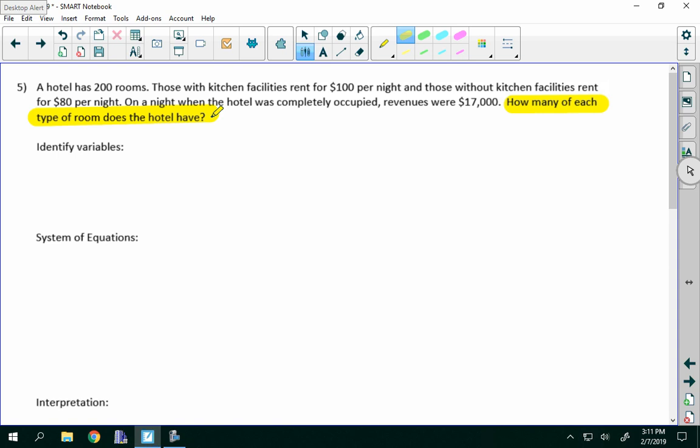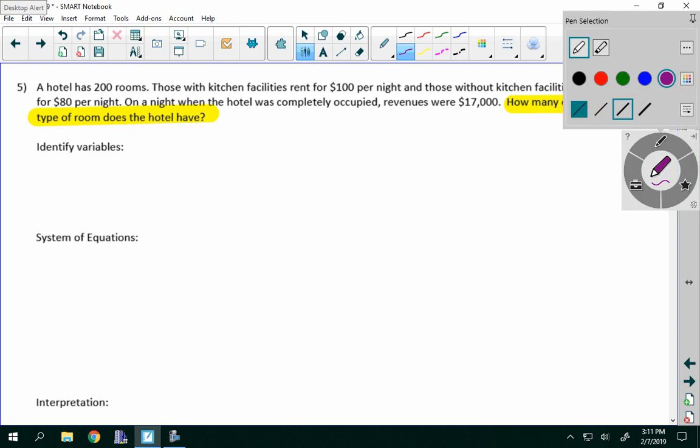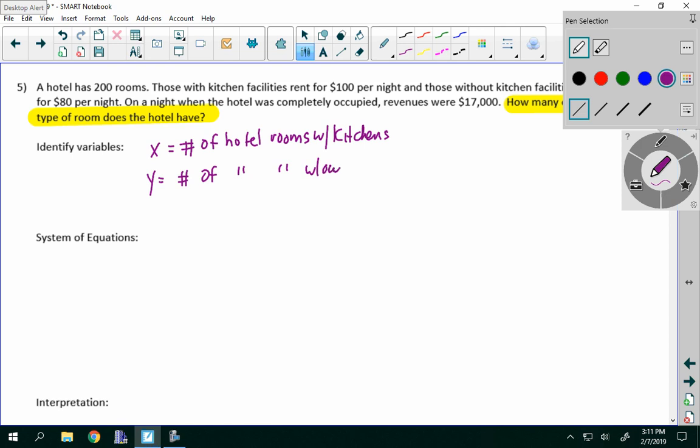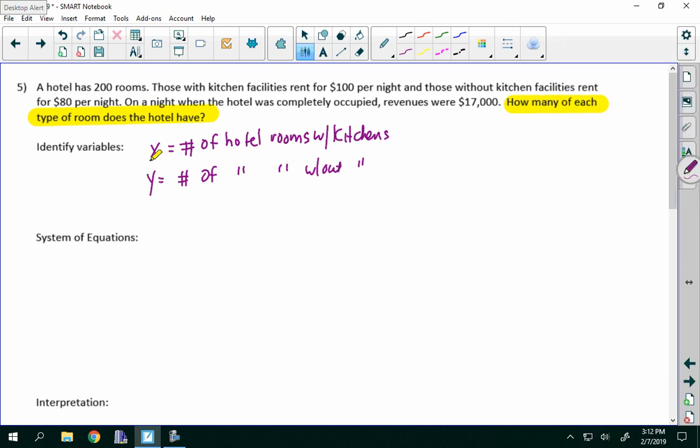Okay, so I will let X equal the number of hotel rooms with kitchen facilities, with kitchens, and Y equal the number of hotel rooms without kitchen facilities.